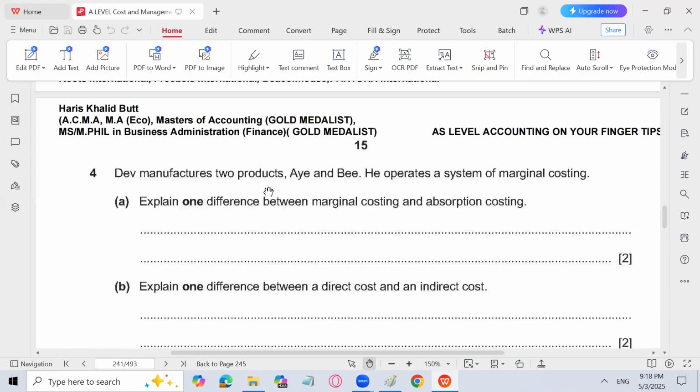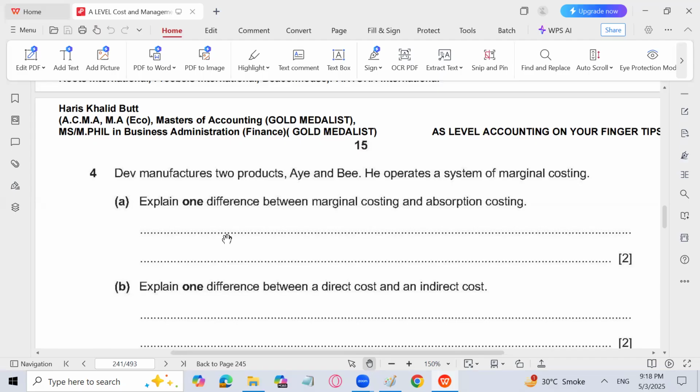They manufacture two products, I and B. He operates a system of marginal costing. Explain one difference between marginal costing and absorption costing. So the difference is that absorption costing takes into account all production cost as a part of product cost, whereas marginal costing takes in only variable cost of production.